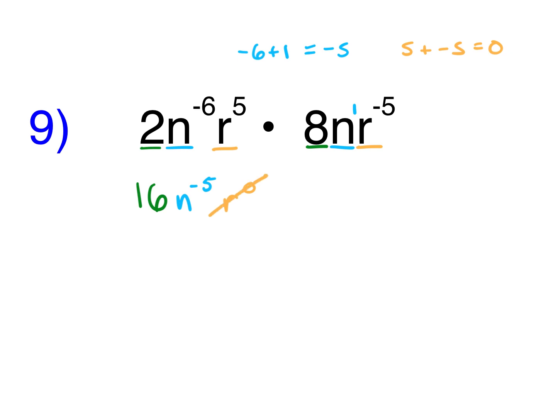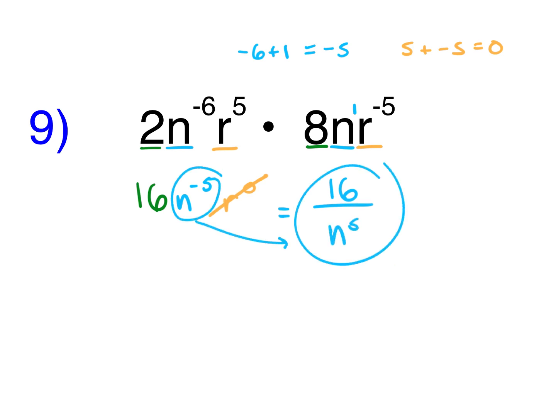Now, can we have negative exponents in our answer? No. So what do we have to do to the n? Put it over. Awesome. But what's going to stay on top? 16. Awesome. 16 stays on top over n to the power of 5 on the bottom. Because it's just the n that's negative, so just the n to the power of 5 goes on the bottom.